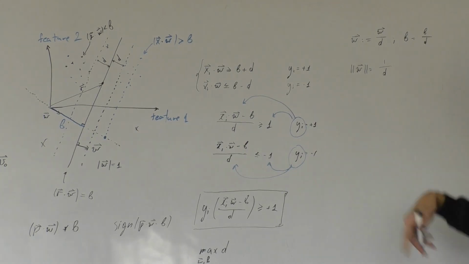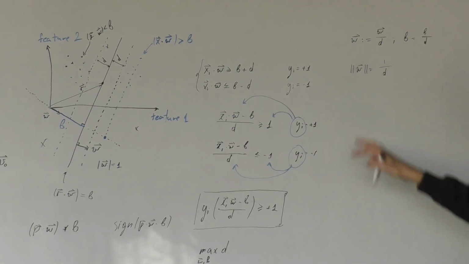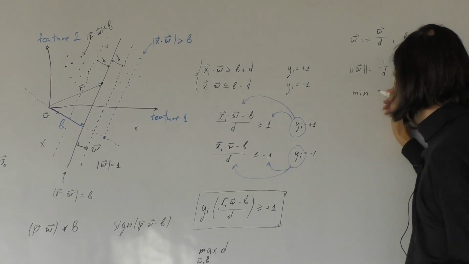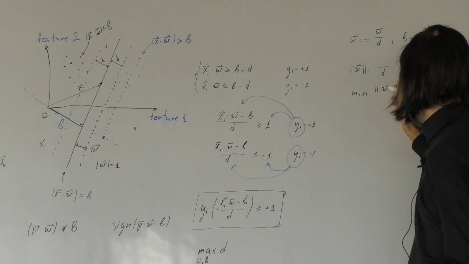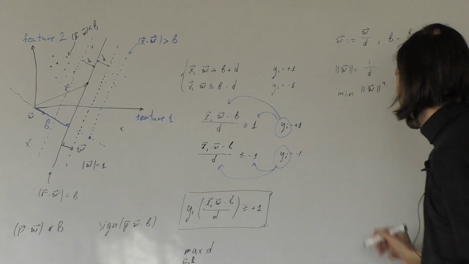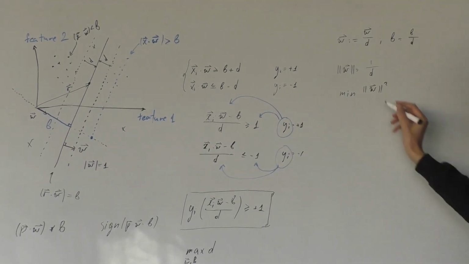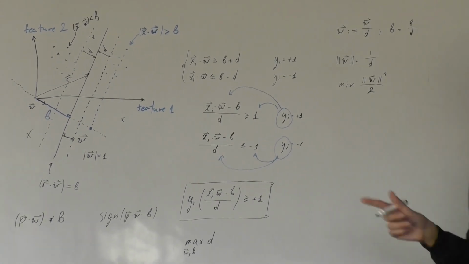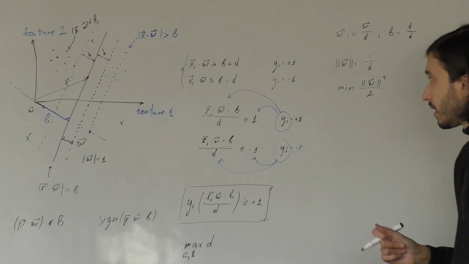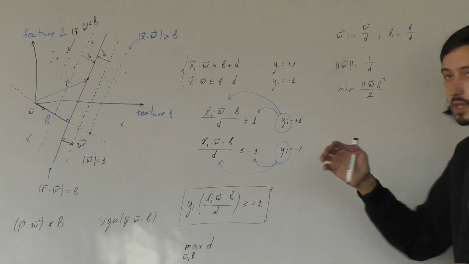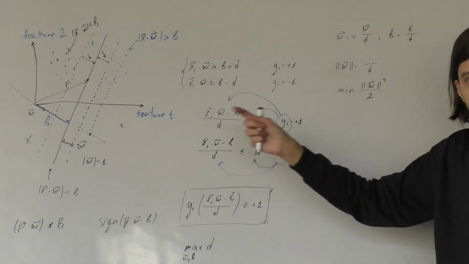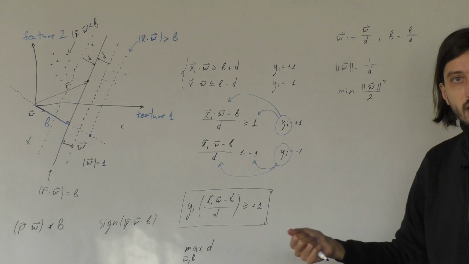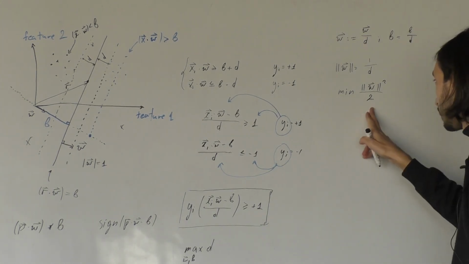To make the problem even more convenient, since this is a positive number, I can write it as minimization of the norm of w squared. For some historic reasons, people even put divided by 2 in here. But once again, you remember from previous lectures that I am applying some monotonically increasing function to something, which means that I do not change where my minimum is.